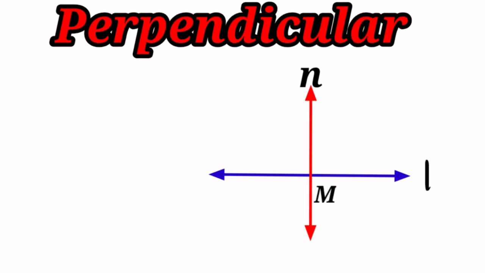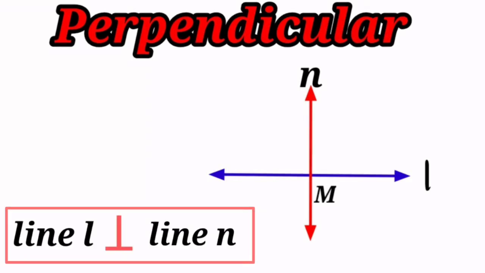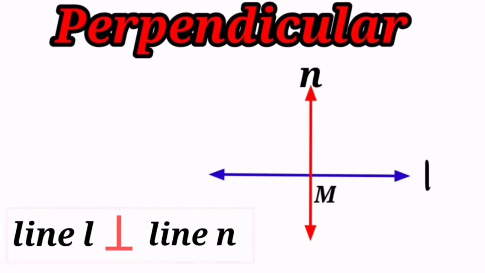Perpendicular. In the figure here, line L and line N intersect at point M. Measure every angle formed at the point M. If an angle between line L and line N is a right angle, we can say that the lines are perpendicular to each other. This is written as line L perpendicular line N. In symbols, it is read as line L is perpendicular to line N.